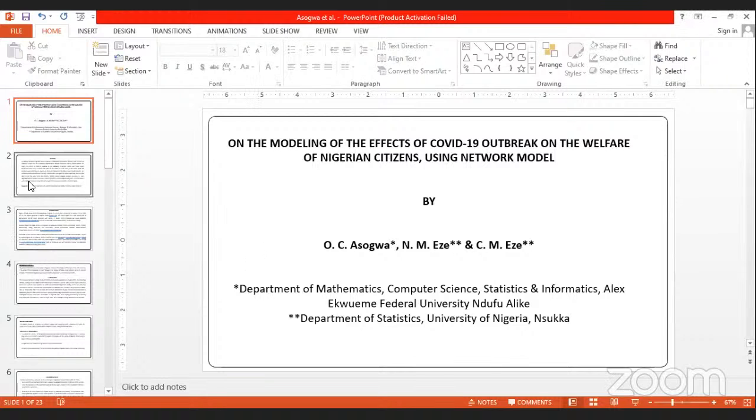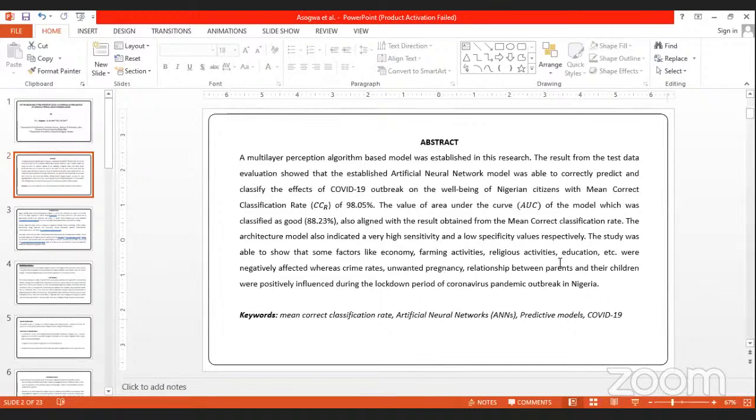Because of the nature of my slides, I'm going to summarize each of them so that I'll be able to beat time. The abstract tells us the potentiality of an artificial neural network model as a classifier. Here we use a model evaluation criterion called the mean correct classification rate to assess the model which we just programmed, and we were able to ascertain a 98.05% accuracy of such a model.